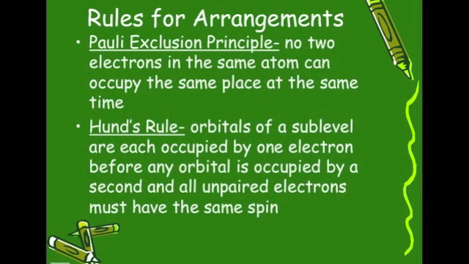The other 2 rules: you have the Pauli exclusion principle, which says you can't have 2 electrons in the same place at the same time. And you have Hund's rule that says when you have a sublevel that has multiple orbitals, so these are only sublevels P, D, and F. S doesn't apply with Hund's rule because there's only 1 orbital in an S sublevel. But P has 3 orbitals, D has 5, F has 7. Just review your notes from yesterday if you've forgotten that. Each of those orbitals will get 1 electron before anybody can have a second one.